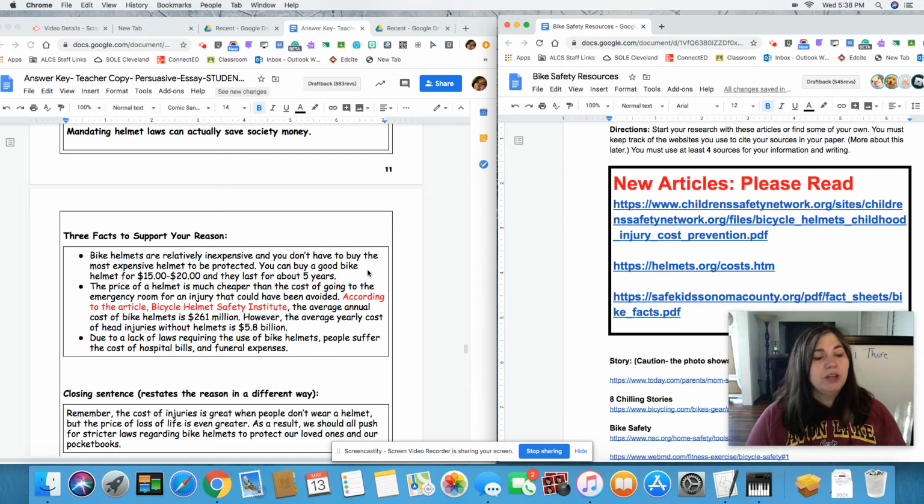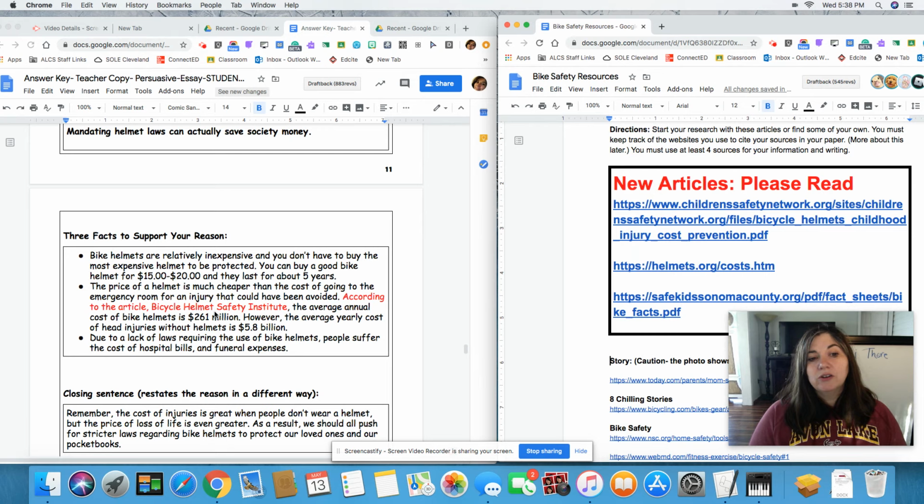All right, so bike helmets are relatively inexpensive, and you don't have to buy the most expensive helmet to be protected. You can buy a good bike helmet for $15 to $20, and they last for about 5 years. If you're talking about a child, kids will sometimes grow faster, so you'll need to replace them a little more when kids are younger, but on average, 5 years. The price of a helmet is much cheaper than the cost of going to the emergency room for an injury that could have been avoided.